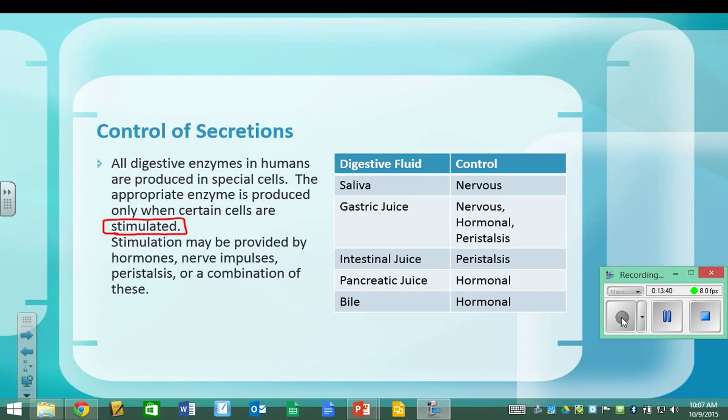Now, there are a few ways that stimulation could be provided. We will focus on some of the hormones because that gives us an actual specific substance to discuss. But there are others, nerve impulses and peristalsis, and most of the time it's a combination.